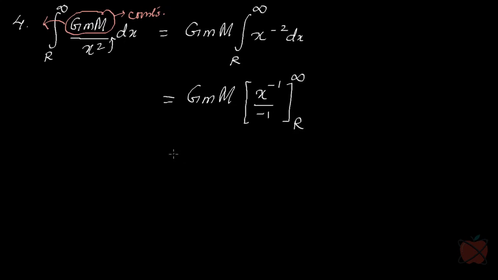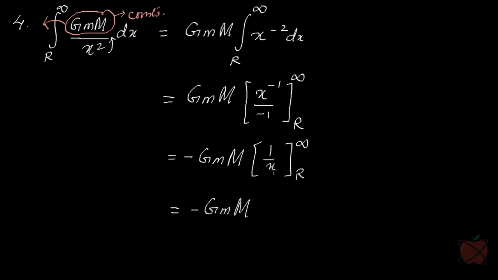R to infinity. All right, now what do we do with this minus sign? Just like previously, we take the minus sign outside, so I can take this GMm, and then this x to the power minus 1, I can write it as 1 by x. It's more convenient to write it first as 1 by x, r to infinity. So you have minus GMm, and then this x here, now we can replace the x with the upper limit first of all.